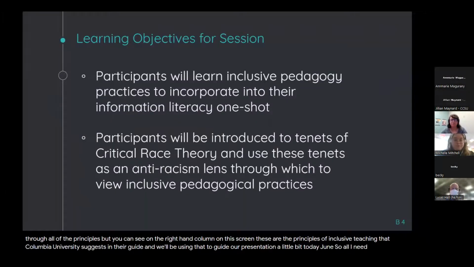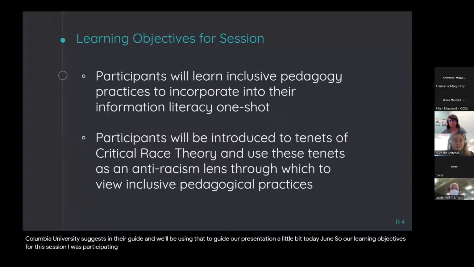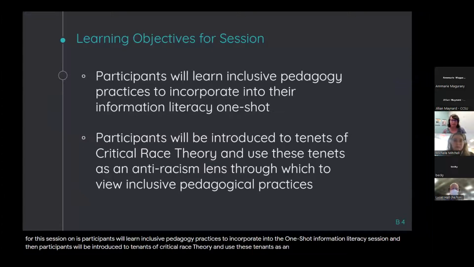Our learning objectives for this session are: participants will learn inclusive pedagogy practices to incorporate into the one-shot information literacy session, and participants will be introduced to tenets of critical race theory and use these tenets as an anti-racist lens in which to view the pedagogical practices that we're going to talk about.